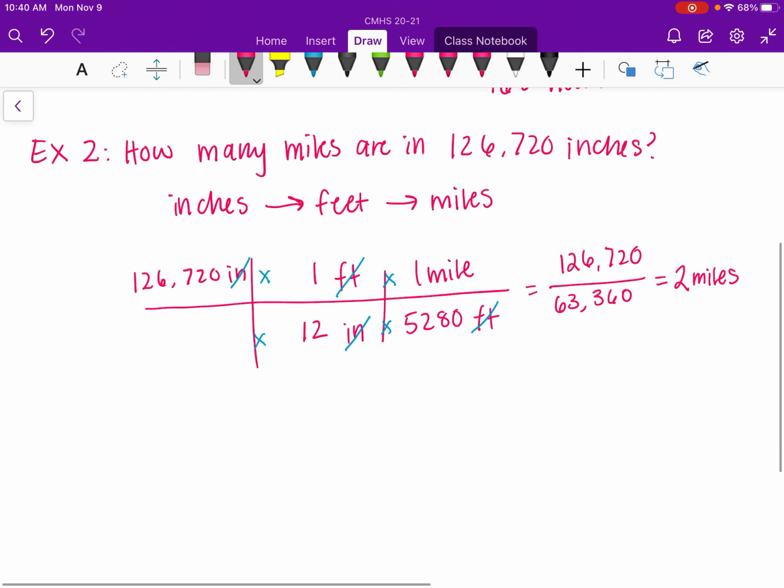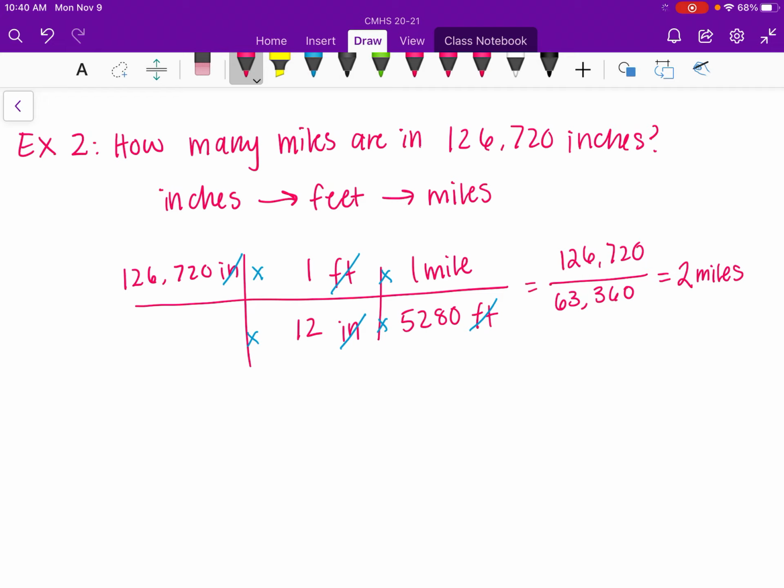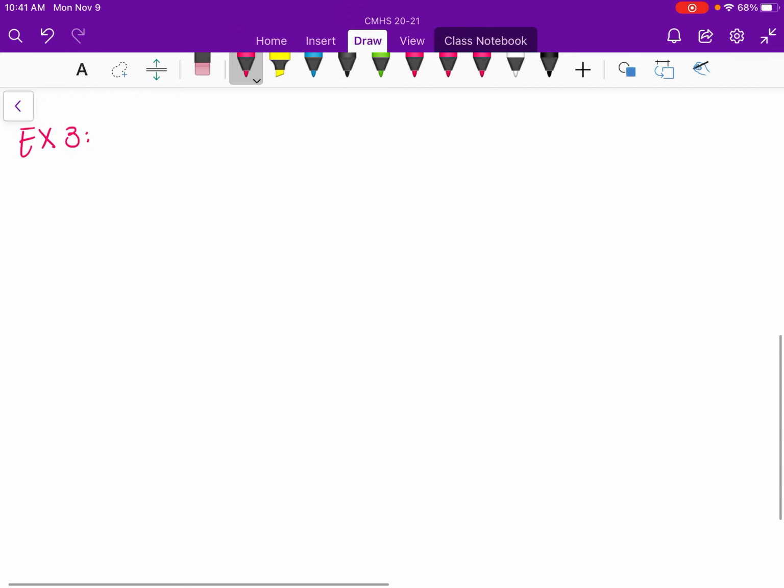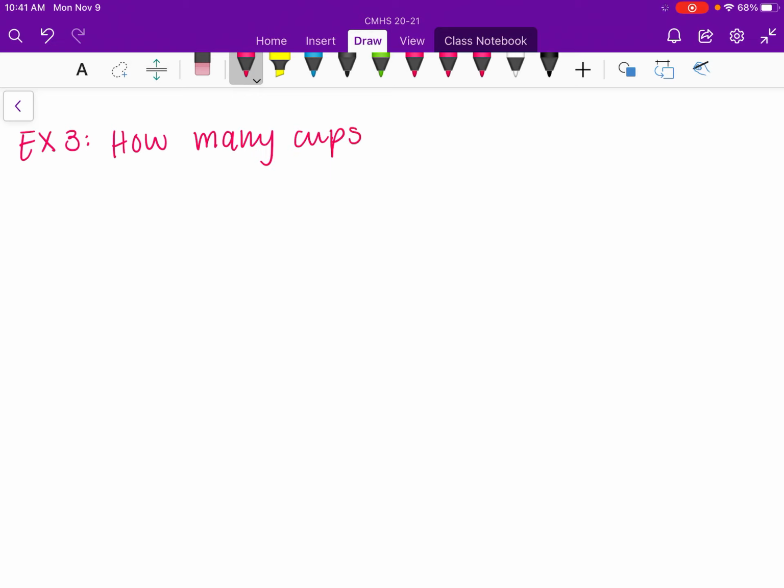And we have one more example. Example 3. How many cups are in 5 gallons? How many cups are in 5 gallons?